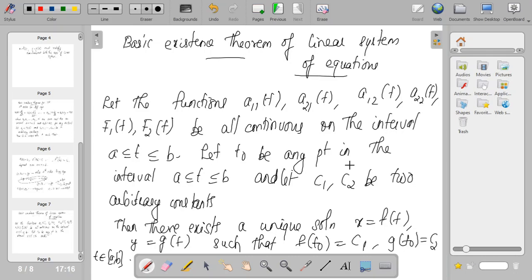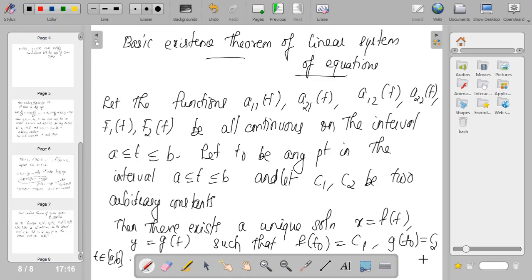So this is analogous to the basic existence theorem in the case of nth order linear differential equation. If all the coefficient functions and your right hand side function are continuous, then for any t naught in the interval a less than or equal to t less than or equal to b, the initial value problem, the differential equation together with the initial conditions f of t naught equal to c1 and g of t naught equal to c2, will always have a unique solution.